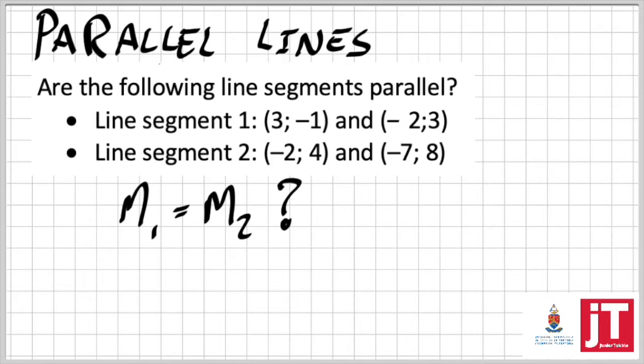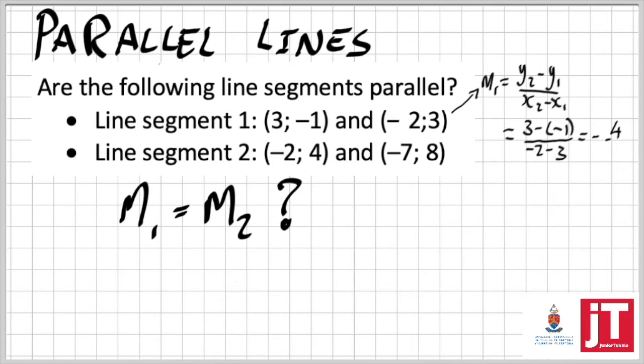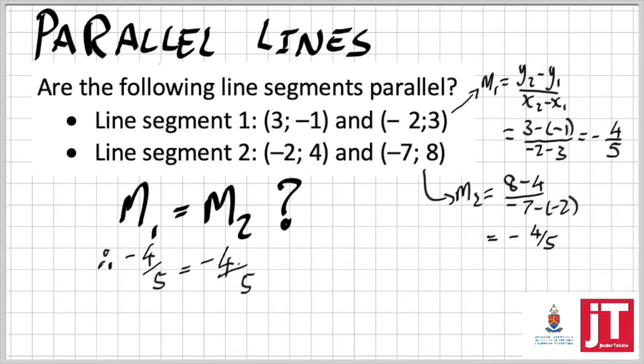So let's start by looking at the gradients of line segment 1. I'm going to go to the gradient formula, substitute in, and calculate the gradient as -4/5. Looking at the second one, I'm going to repeat this exact same procedure. And guess what? The answer again is -4/5. Because these two values are the same, we can say the line segments are parallel. Simple and easy as that.